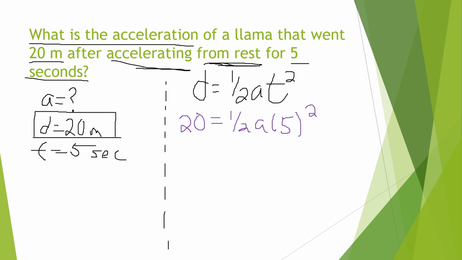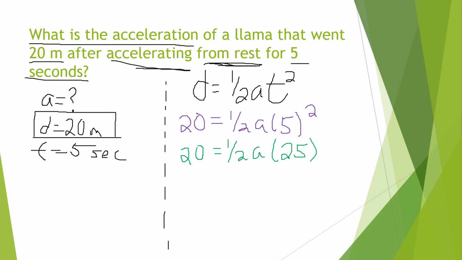Nice. I just plug the numbers in. Let's see what we can do. Well, order of operations is what I can do. I'm going to bring everything else down, except for the exponent. I'm going to square that 5. 5 squared is 25. Nice.